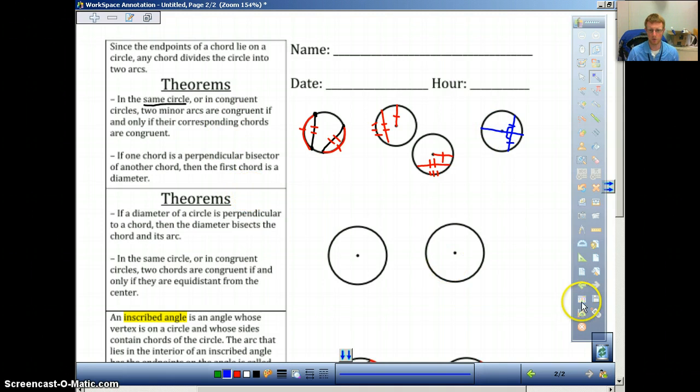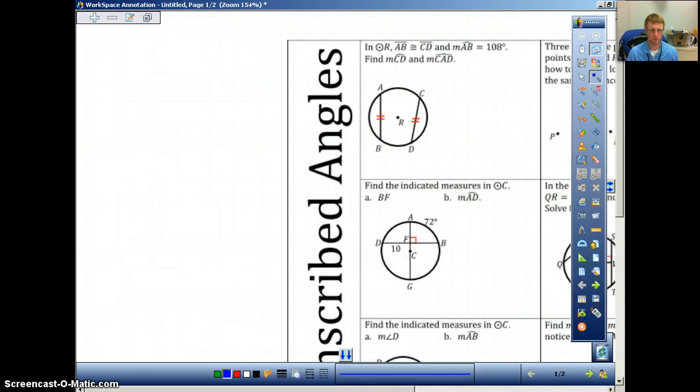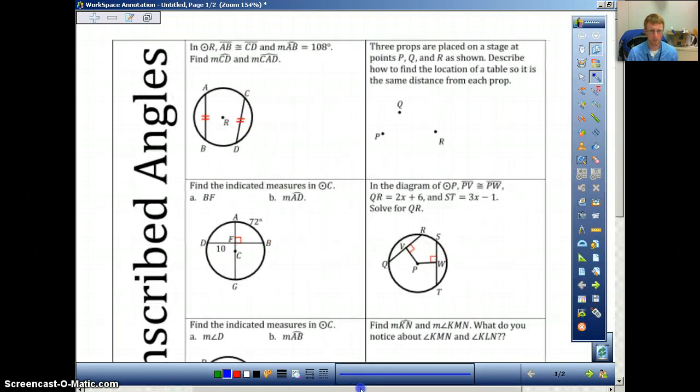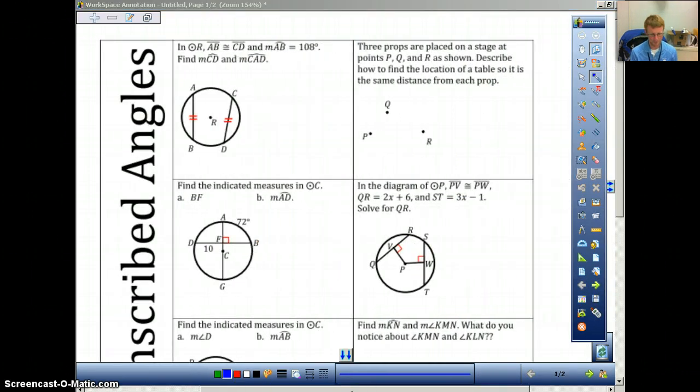Okay, so what I want to do is let's flip the paper over and look at these examples, and we will go through these. So the first example is saying find the measure. We are given a circle R, and we're given that chord AB and chord CD are congruent to each other.